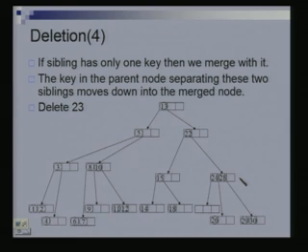But if these two combine, then the number of children here of this guy will become 2, which means यहाँ पे तो एक ही की होनी चाहिए, तो यहाँ की एक की हम नीचे ले आएंगे. So the key in the parent node which separates these two siblings, which is this key, is going to move down into the merge node.